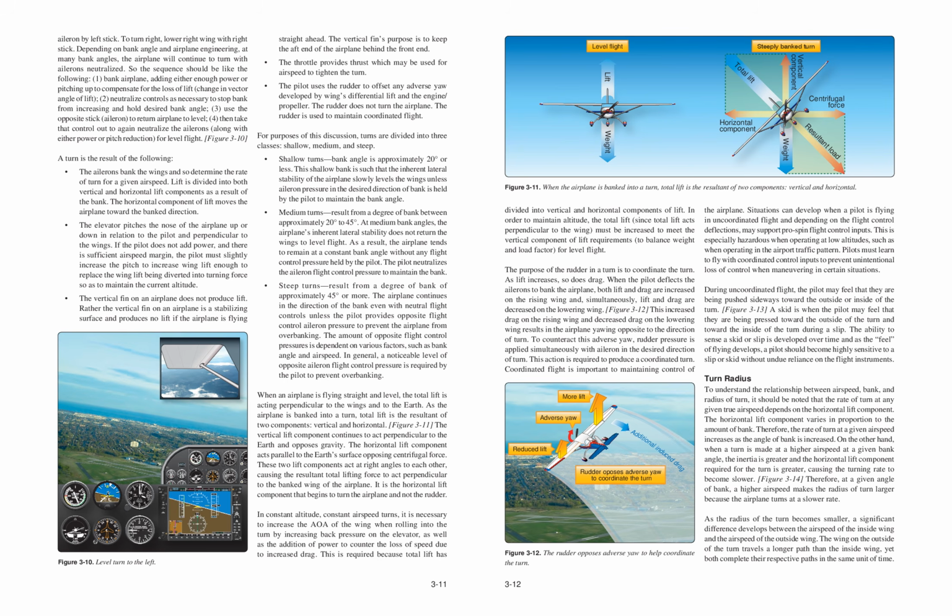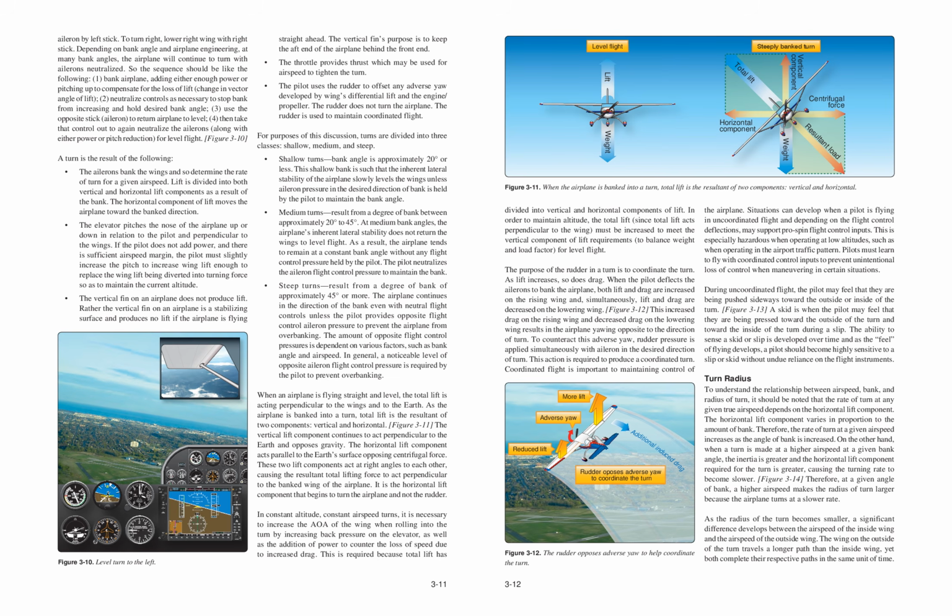The vertical fin on an airplane does not produce lift. Rather, the vertical fin on an airplane is a stabilizing surface and produces no lift if the airplane is flying straight ahead. The vertical fin's purpose is to keep the aft end of the airplane behind the front end. The throttle provides thrust, which may be used for airspeed to tighten the turn. The pilot uses the rudder to offset any adverse yaw developed by wings differential lift and the engine/propeller. The rudder does not turn the airplane. The rudder is used to maintain coordinated flight.